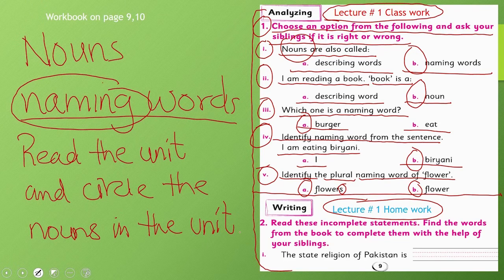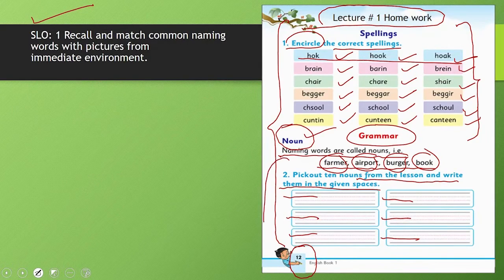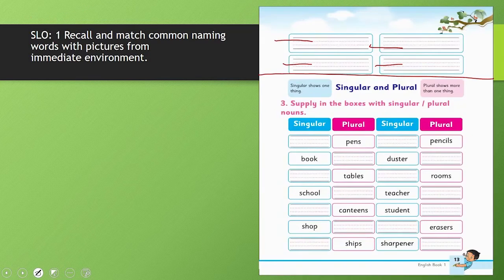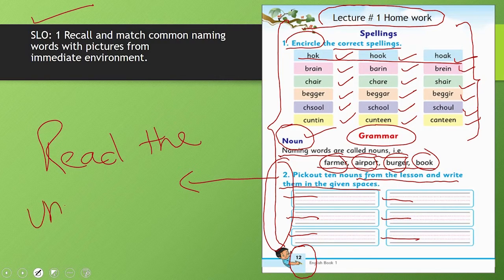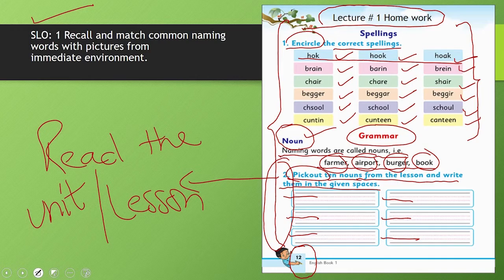And don't forget that you also have to attempt this part of page number 12 and 13. And for that you have to read the unit or lesson. What for? To find or pick out 10 nouns. I hope you will remember this, or else you can repeat this video again and follow the instructions.